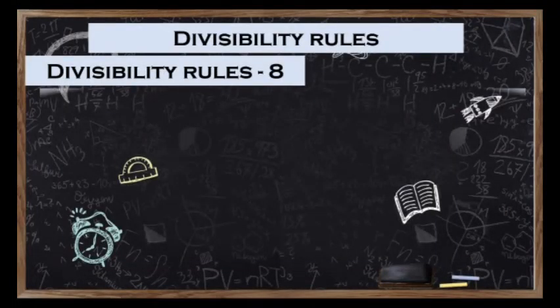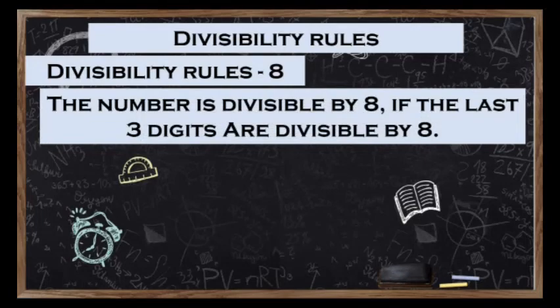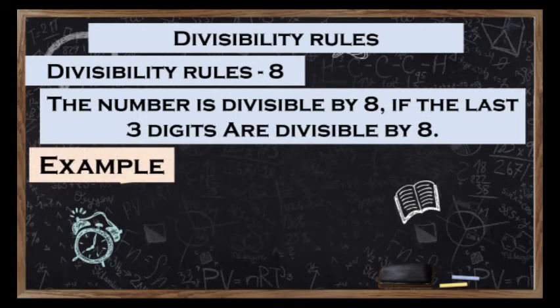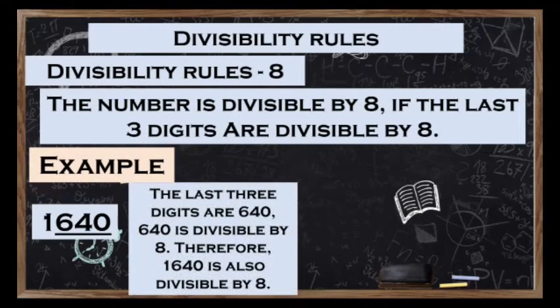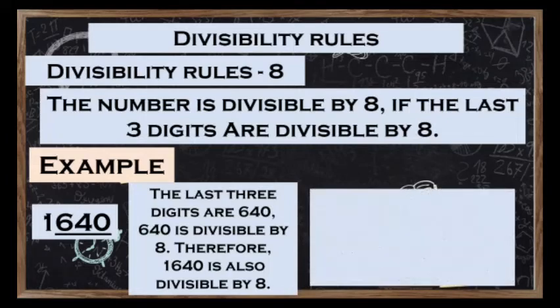Divisibility rules by 8. The number is divisible by 8 if the last 3 digits are divisible by 8. Example, 1,640. The last 3 digits are 640. 640 is divisible by 8. Therefore, 1,640 is also divisible by 8.